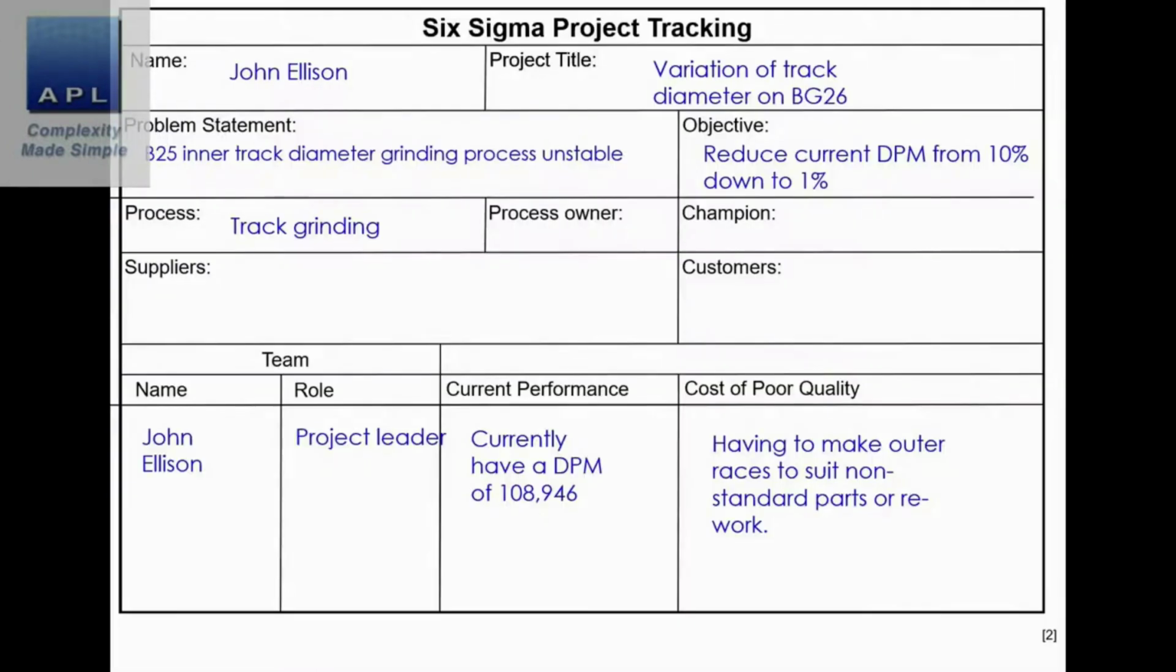So let's look at what he's aiming to do. He's got this track diameter grinding process, and the definition he's given it is that it's unstable. You'll see from the graph in a moment why he's using that particular phrase, but he has a current defect rate of 10%. I would probably say it's probably worse than that. And he wants to get it down to 1%, which is a 90% reduction in his defect rate. My view is that's probably not ambitious enough, but we'll take a look. I think he does better than 1% when he gets to the end of this particular project.